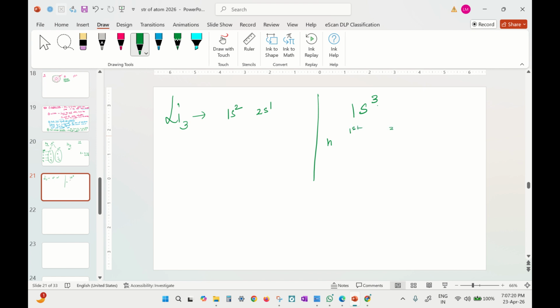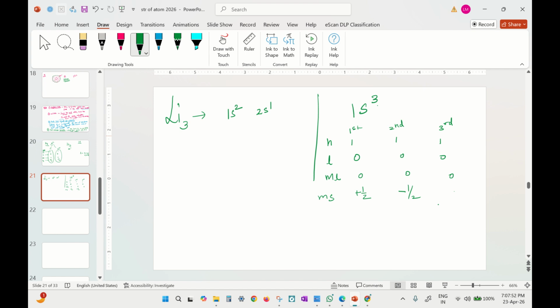What is the n value? 1, 1, 1. L value? 0, 0, 0. ML values? Okay. Now come to spin value, MS value. What shall I do? I'll give traditionally plus half. For second electron, what will I give? So for the third electron, what should I give?